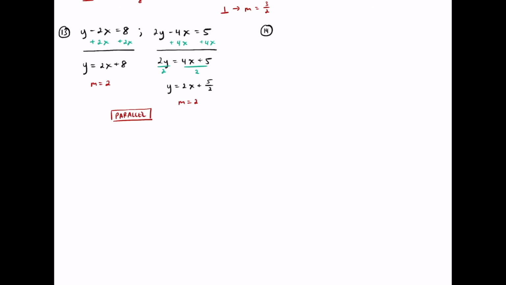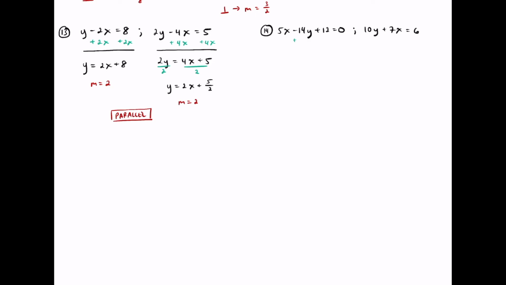Let's maybe try another one of these. We have 5x minus 14y plus 12 equals 0. That's one of the equations. The other one here is going to be 10y plus 7x is equal to 6. Okay, same thing as before. Let's see if we can identify the slope.